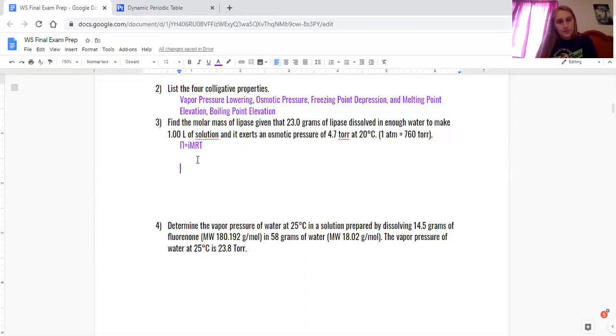So we're going to go ahead and switch that around just to make life easier. So it's going to be M equals pi over iRT.